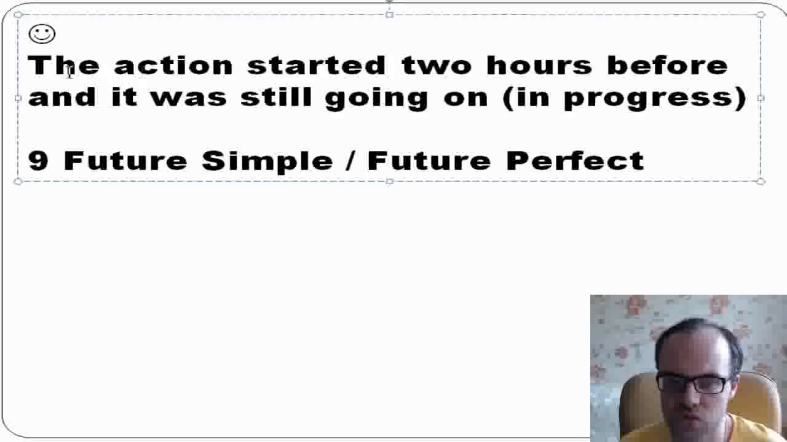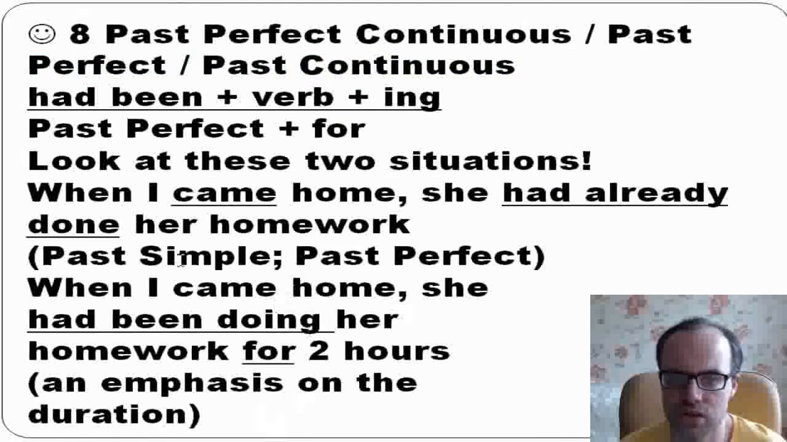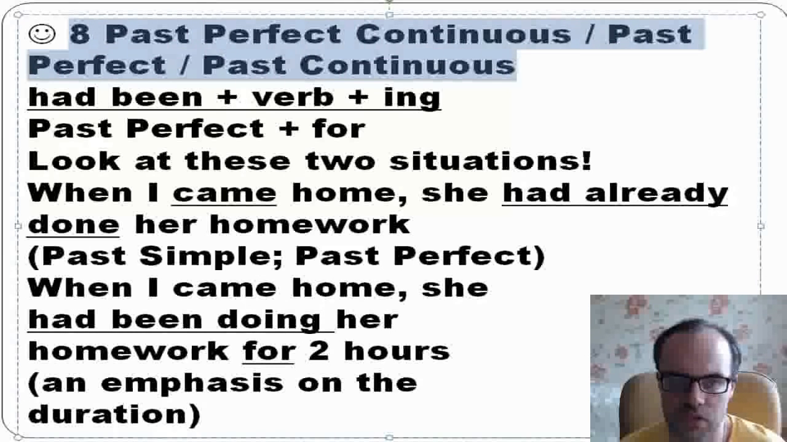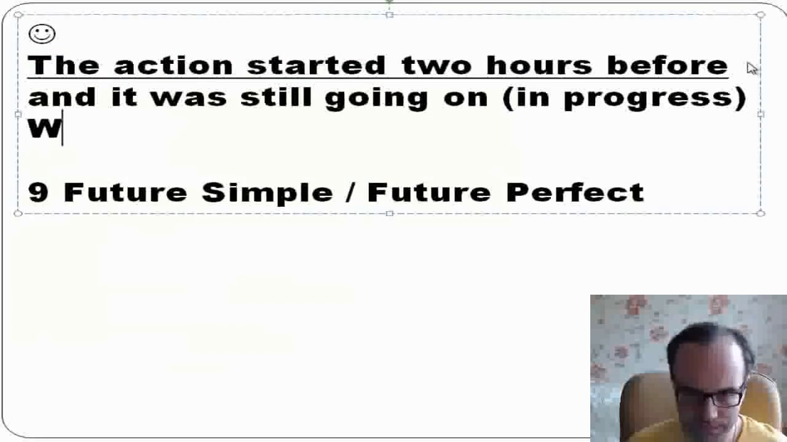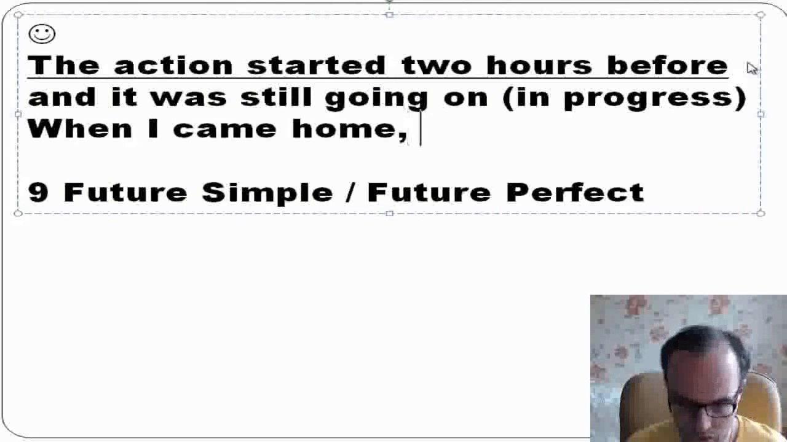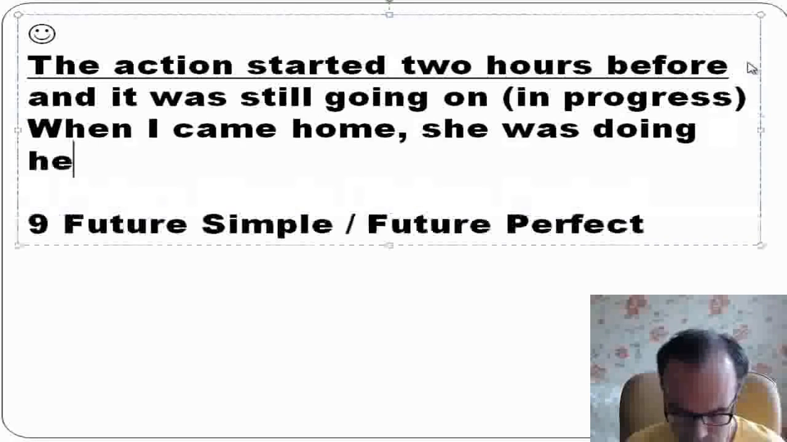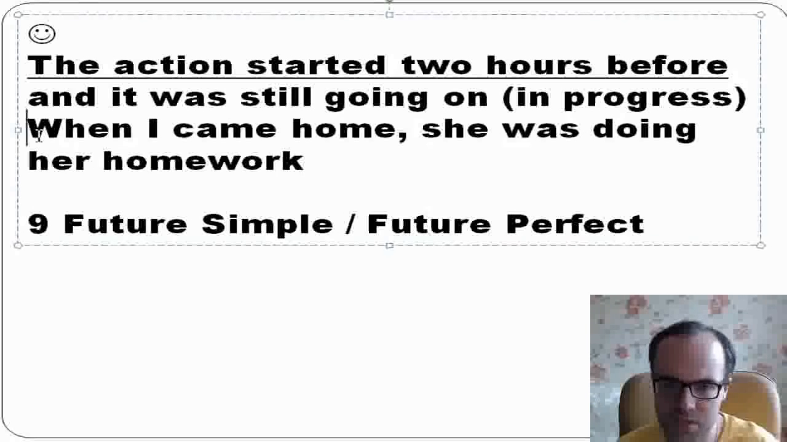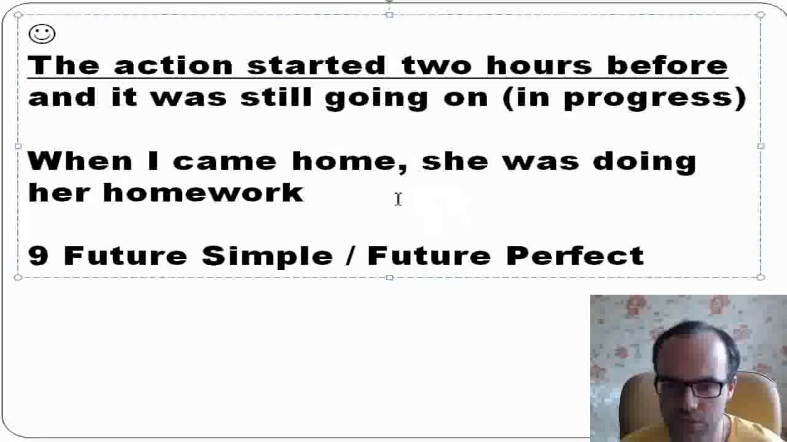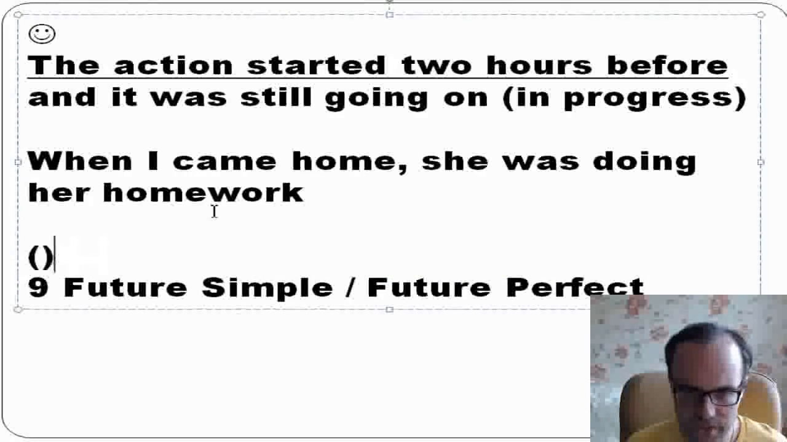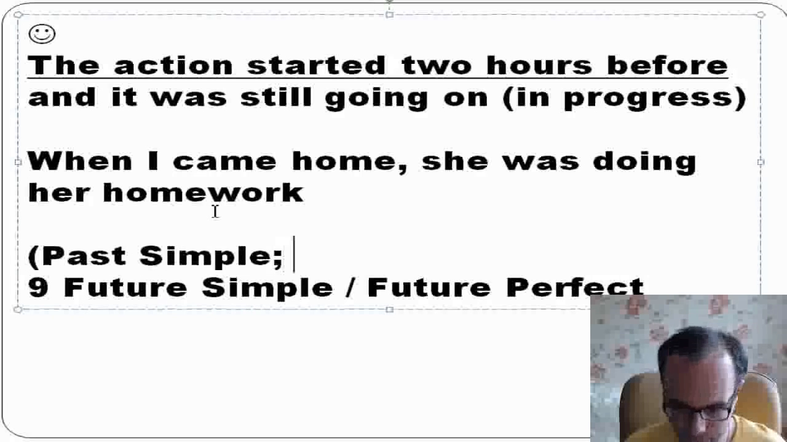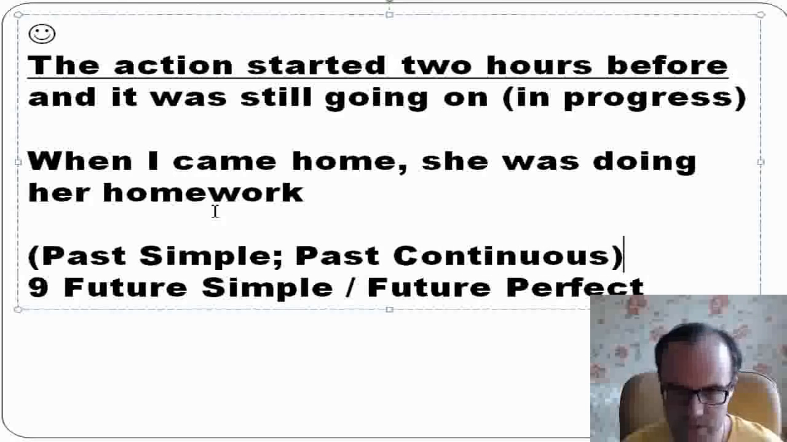It's a very important thing, and we use it in this context. You see, past perfect continuous. If you say, look, when I came home, she was doing her homework. It's past continuous. So you know that she was doing her homework. It's a long action, and then suddenly I came. Okay, good. So you see, it's past simple and past continuous.